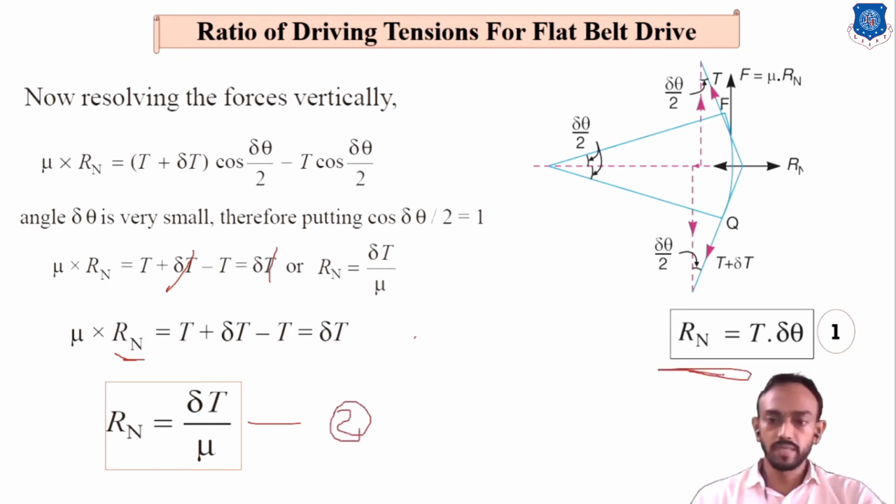You already have equation number 1, Rn is equal to T d theta, and here Rn is equal to dT upon mu.